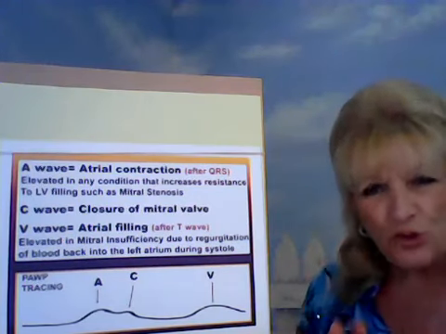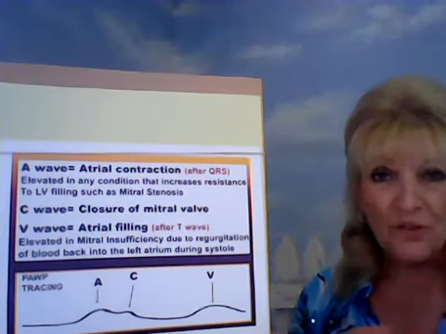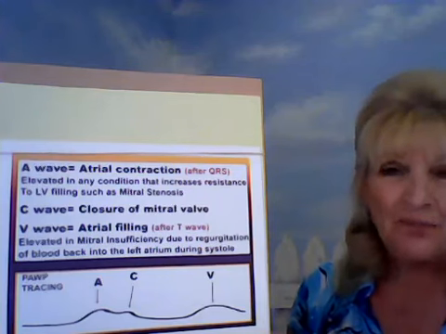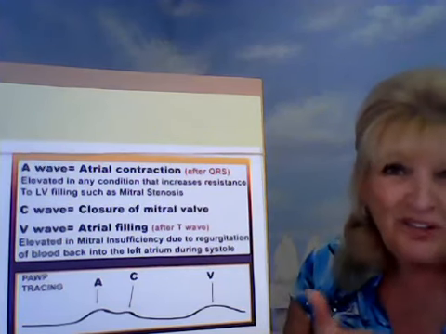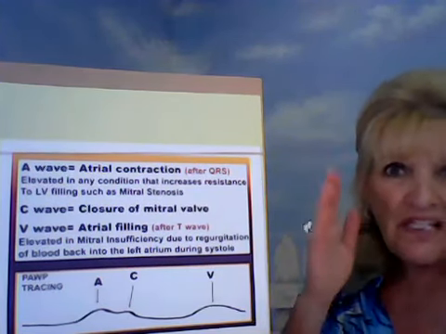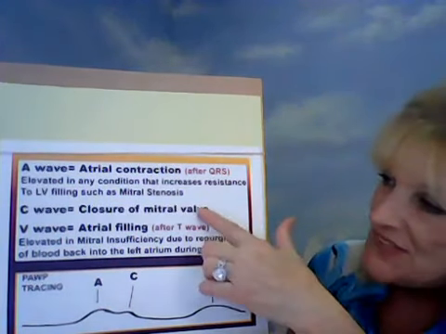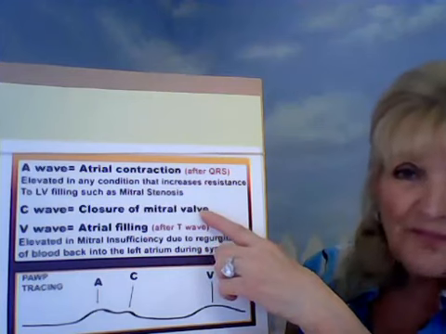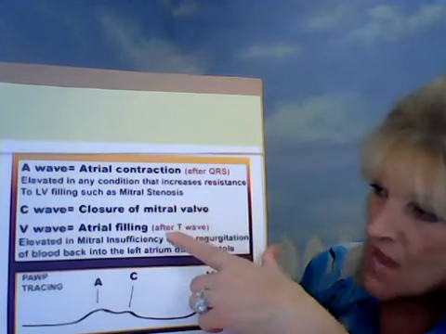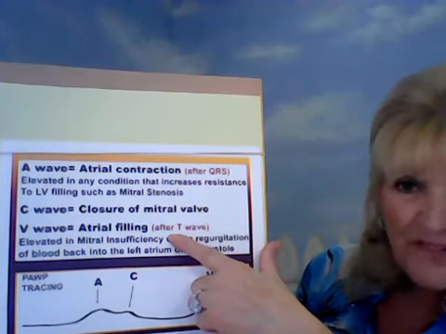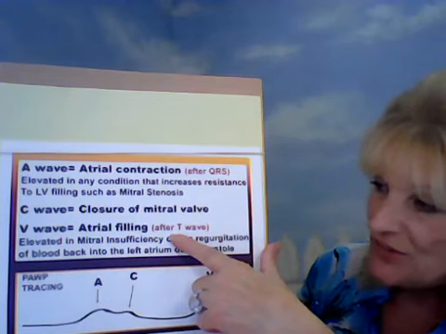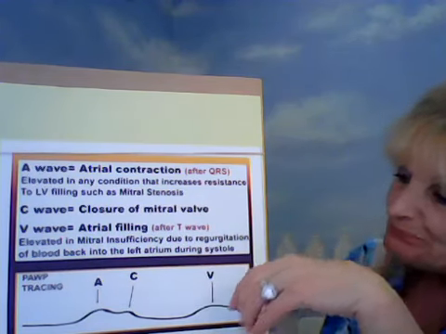So the length of the tubing and the wiring is so long that the A wave, which is really atrial contraction and should be under the P wave, is found after the QRS, and I'll show you on an EKG. The C wave is closure of the mitral valve, and very often it's hard to see that. And the V wave is atrial filling, and it occurs after the T wave.